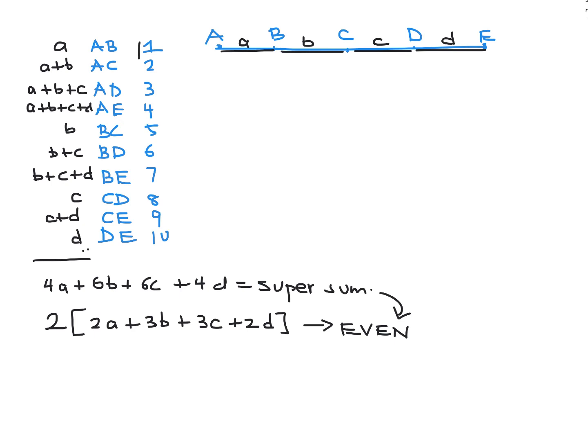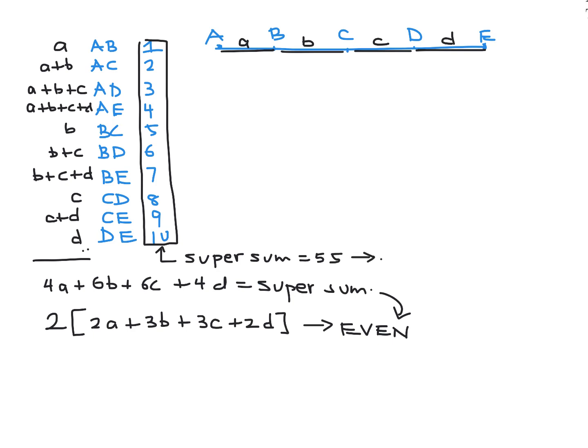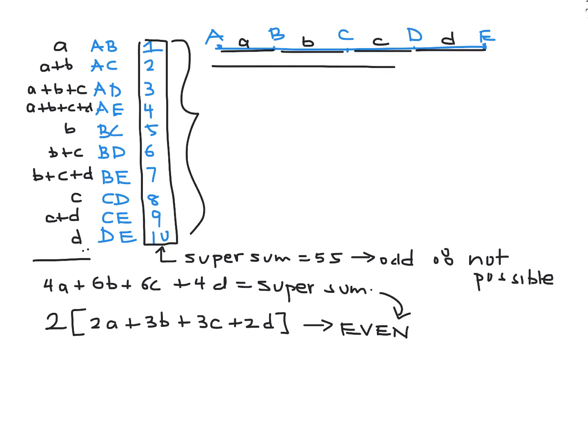Now, let's see what happens if these are the numbers assigned. If you add up all these guys, this supersum is 55. And 55 is odd. So therefore, not possible, because the supersum always has to be even. So that's one way of showing that these numbers cannot possibly be the lengths of these subsegments.